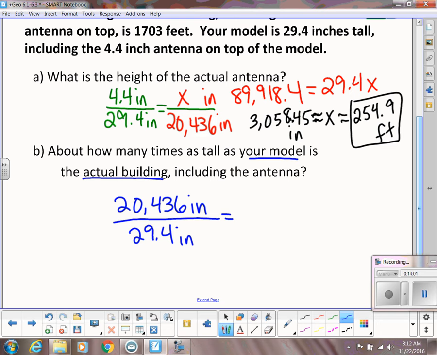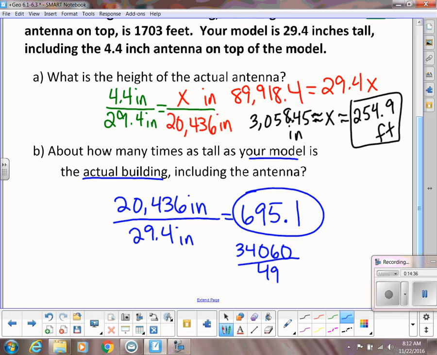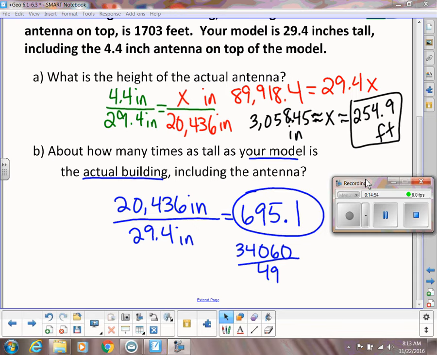If I do that on my calculator, that gives me 695.1. And remember, this does not have units. This is a ratio. If I did an actual fraction, it would be this fraction, which is not really what we mean when we ask how many times as tall. So this is actually a better answer for this situation, because it's 695 times as tall as our model. So it's a lot bigger than our model, right? It's not actual size. Okay, in our class, we'll do some more practice with our similar polygons.